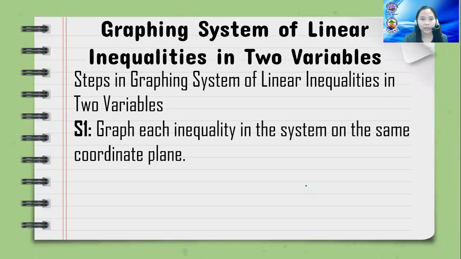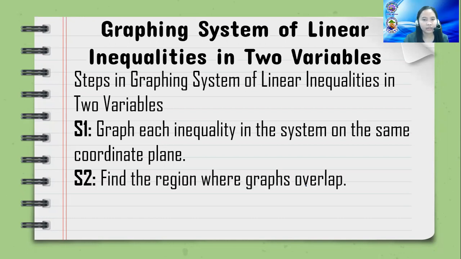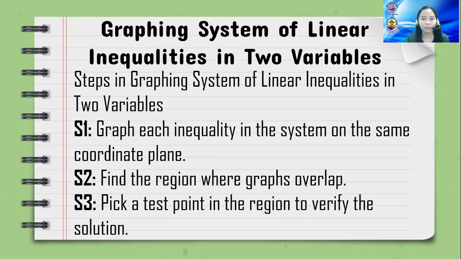Step 1, graph each inequality in the system on the same coordinate plane. So if we have two linear inequalities, we have to graph the two linear inequalities in the same plane. And step 2, find the region where the graphs overlap. So the overlapping region will be the solution set. And step 3, pick a testing point in the region to verify the solution. So step 3 is just optional. It is for you to check if your region is correct or incorrect.